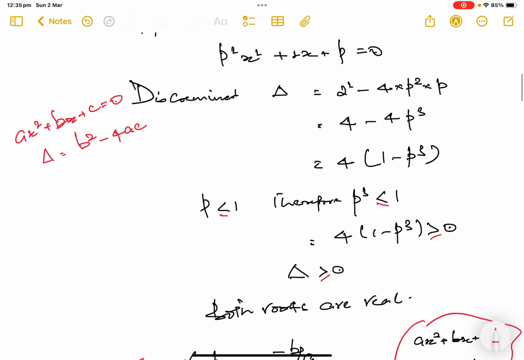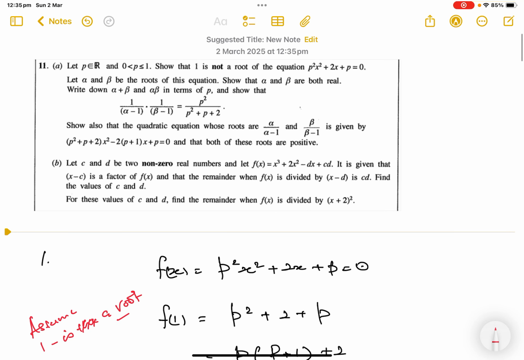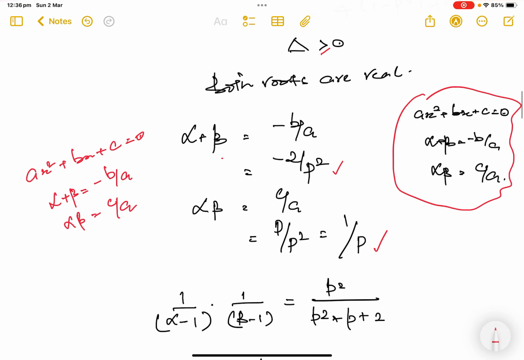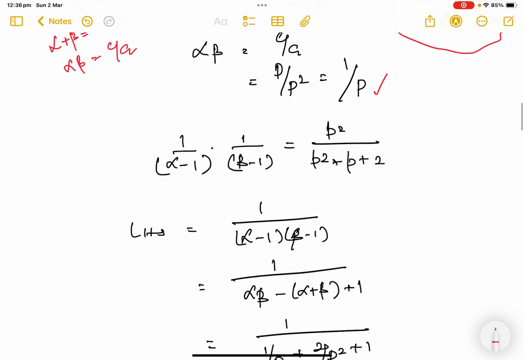Now look at the question. Show that the quadratic equation whose roots are alpha over alpha minus 1 and beta over beta minus 1 is given by p squared plus p plus 2 x squared minus 2 p plus 1 times x plus p equals 0. So the roots are given in the form of alpha and beta, but we need to find the equation. Let's deal with it.